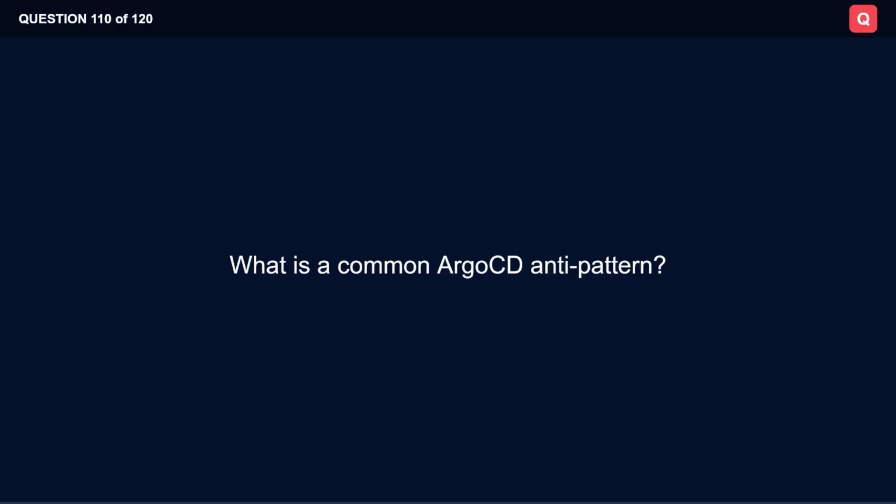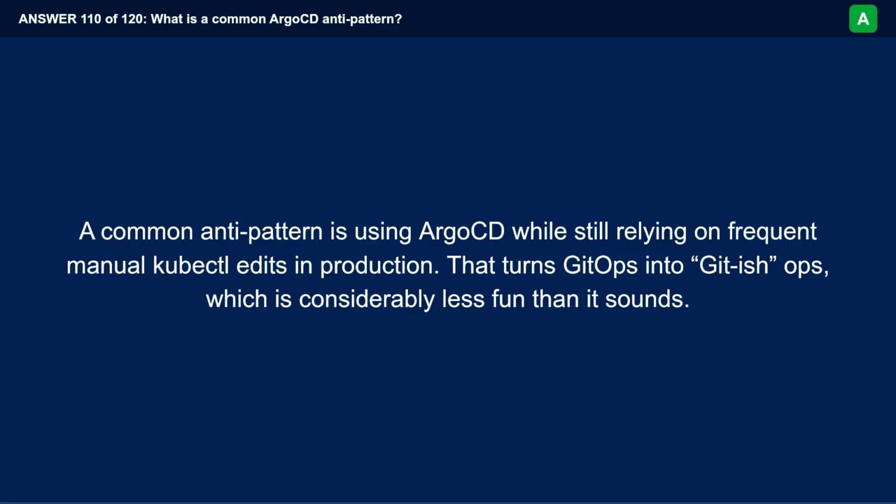What is a common ArgoCD anti-pattern? A common anti-pattern is using ArgoCD while still relying on frequent manual kubectl edits in production. That turns GitOps into Gitish ops, which is considerably less fun than it sounds.